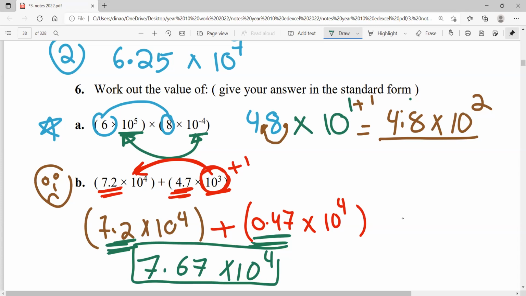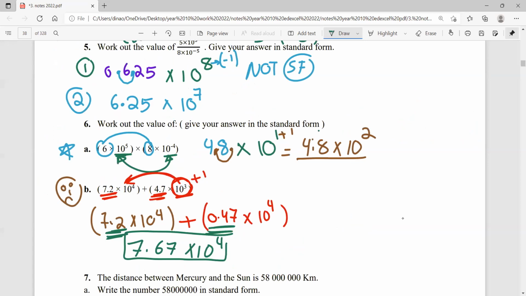It will come out correct. 7.67 times 10 to the power of 4. Okay. The rest of the video will follow the same idea, the same approach: move to the right, move to the left.